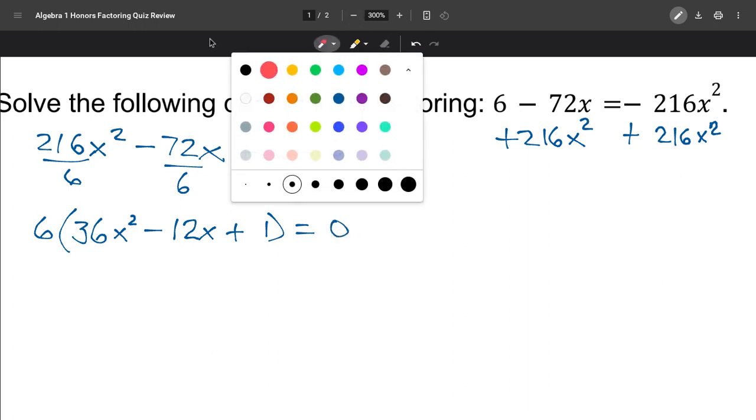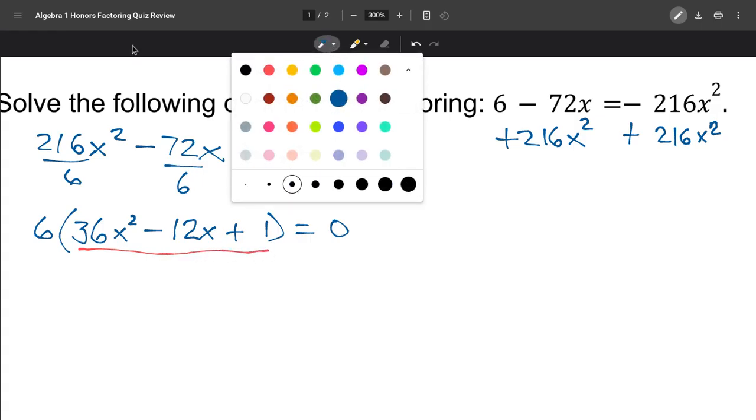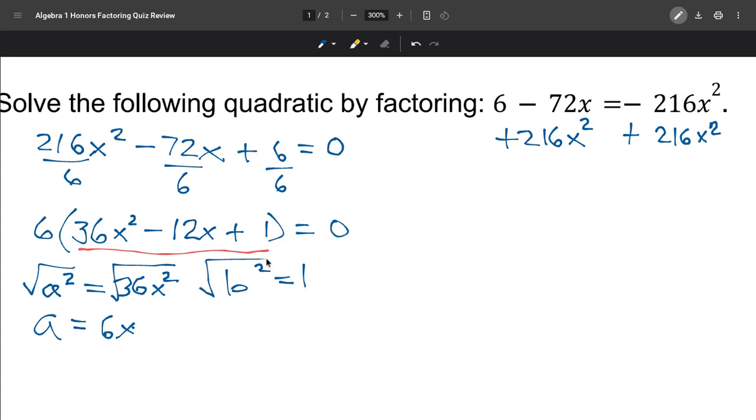So my thoughts are here that this is probably a perfect square trinomial. So if I say a squared equals 36x squared, and I take the square root of both sides, I get a is equal to 6x. And I say b squared equals 1, and I take the square root of both sides, I get b equals 1.